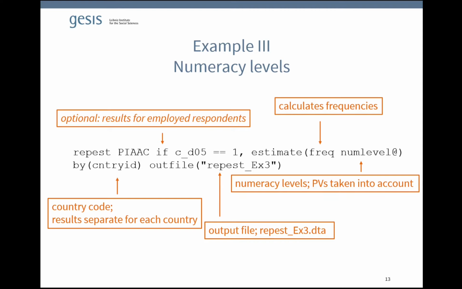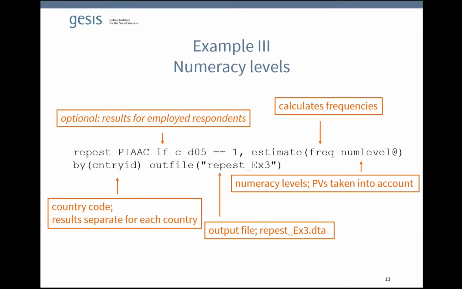The next example is on levels of numeracy skills. As we do not only want the results for the full sample, but only for employed individuals, we can also include the if option and restrict our sample with the variable cd05, which provides individual employment status. The command frec calculates frequencies. For numeracy levels, we can simply include num levels with the @ character.